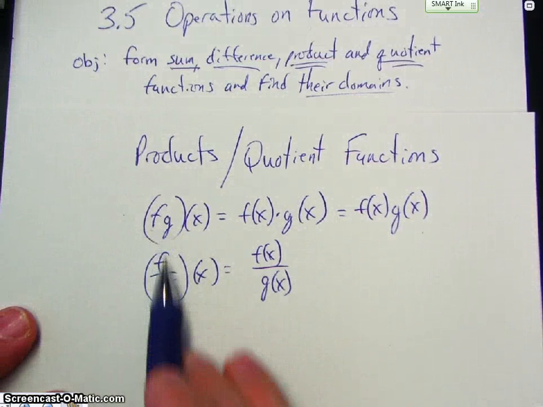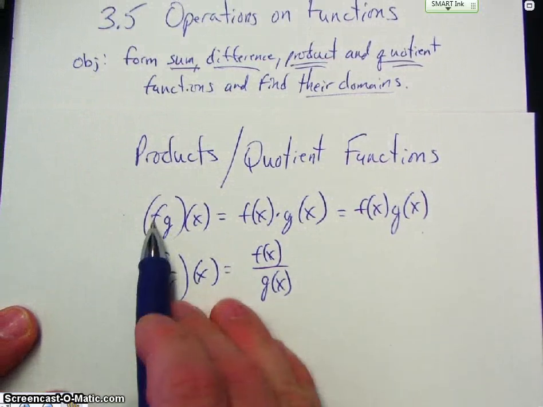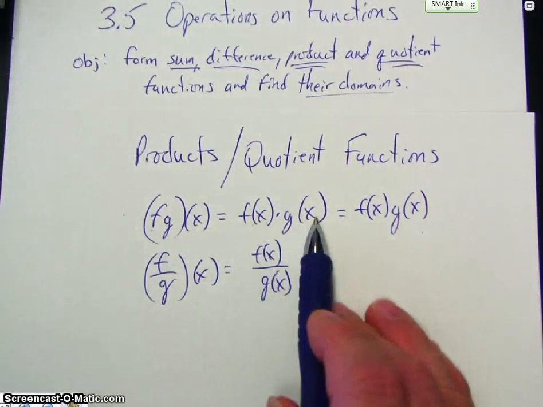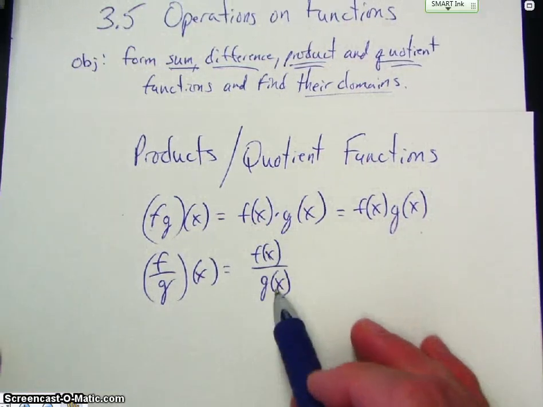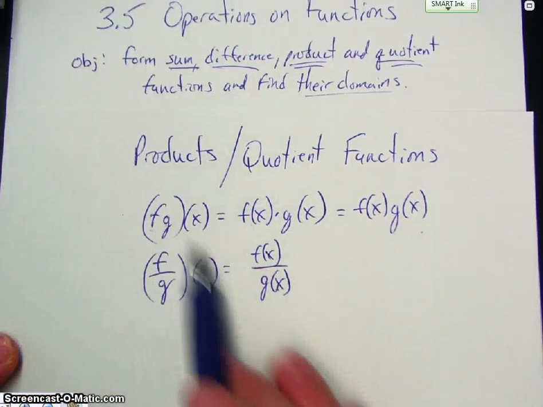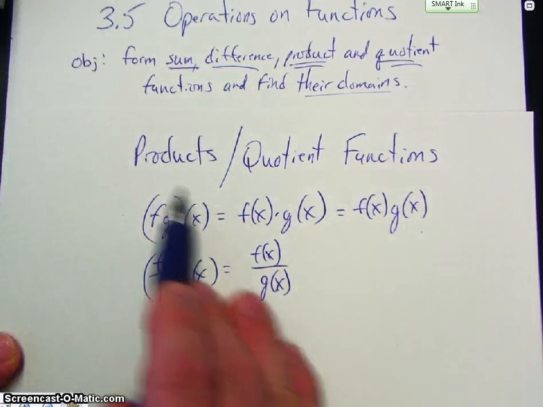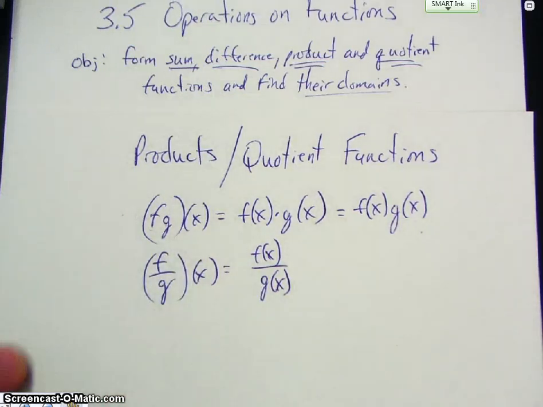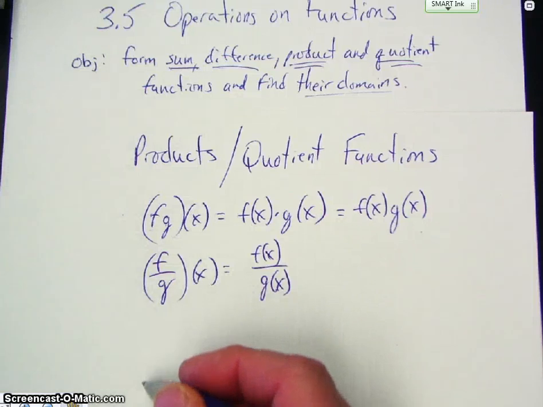Definition for quotient, well, that's your division. Now these functions here are interchangeable. I can do g of x times f of x. I can put g of x over f of x. These are interchangeable. So however they write it, like this or like this, will determine how you set it up. All right, so we're going to do a couple examples, and also we're going to find the domains as well.